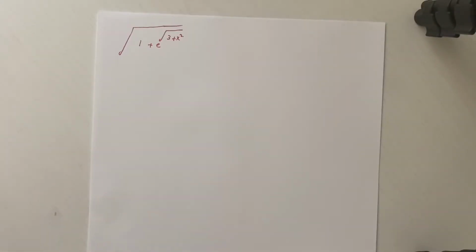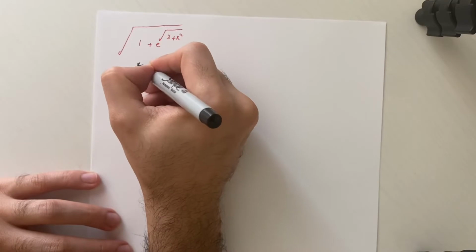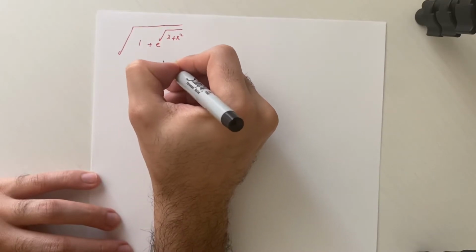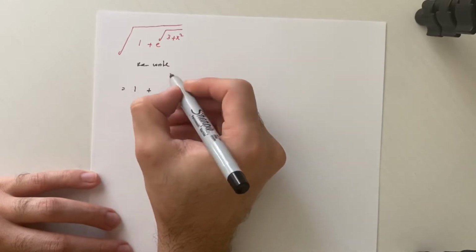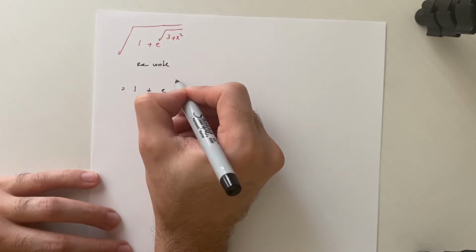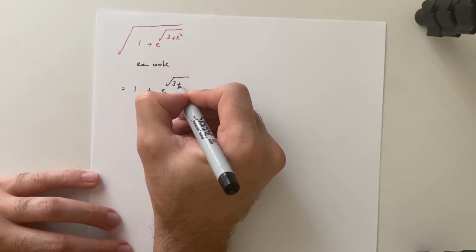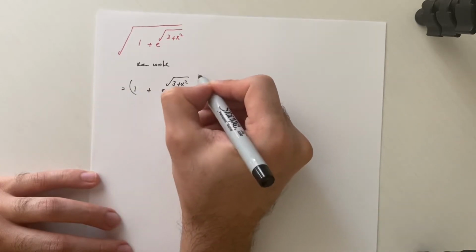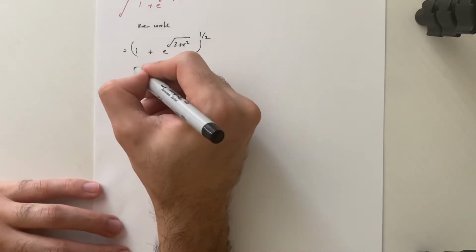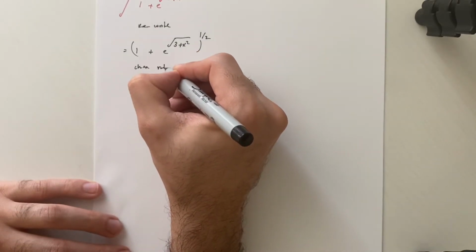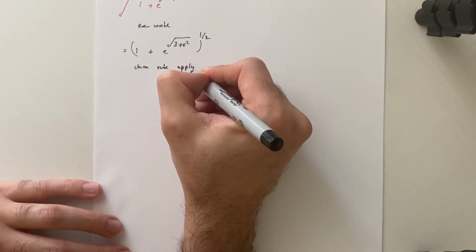So here we have this function and we want to use the chain rule to take the derivative. We want to rewrite this function into something we can use the chain rule on. So I'm just going to transfer this square root to the power of half. And now we can see clearly what's the inside and the outside function to apply the chain rule.